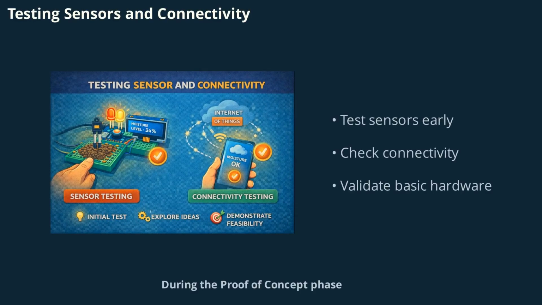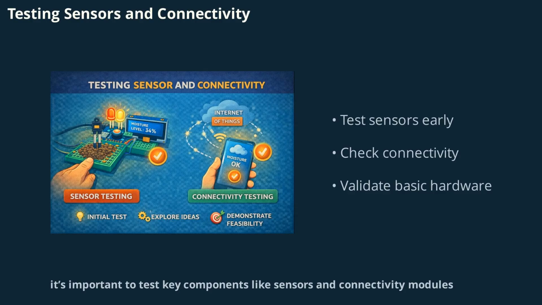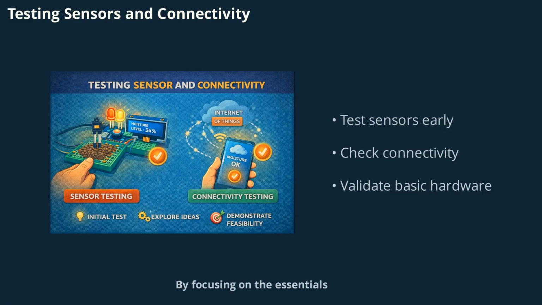During the proof of concept phase, it's important to test key components like sensors and connectivity modules. This means wiring up your hardware, writing minimal code, and checking if everything communicates as expected. By focusing on the essentials, you can quickly determine if your idea is technically viable. Don't worry about perfecting the design at this stage, just make sure the basics work before moving forward.